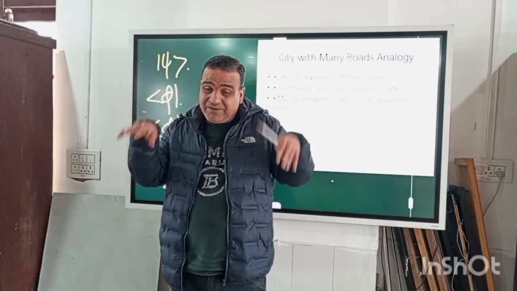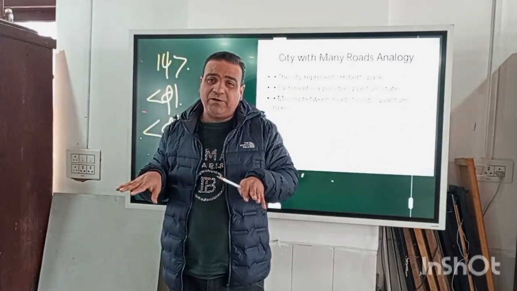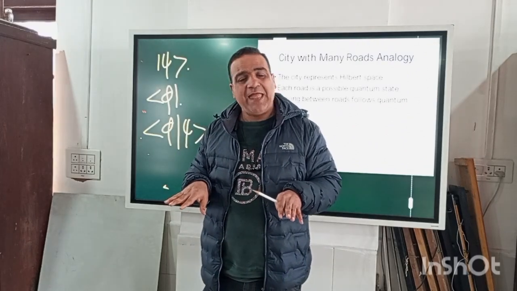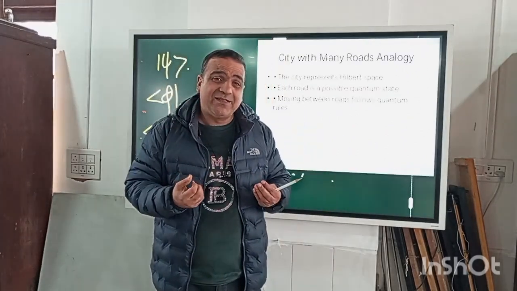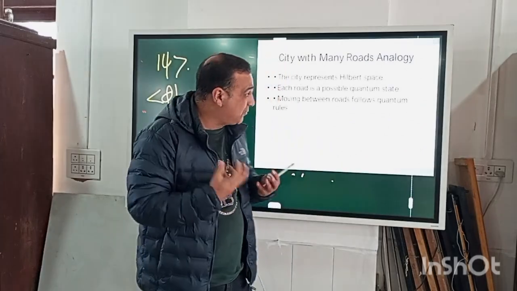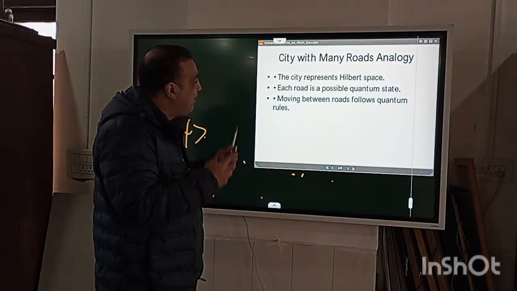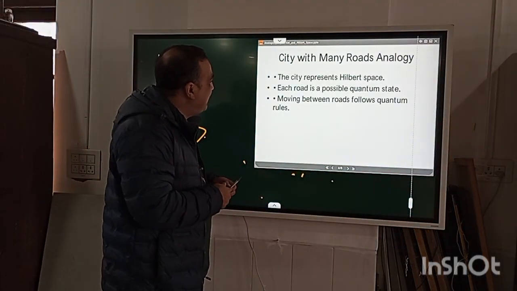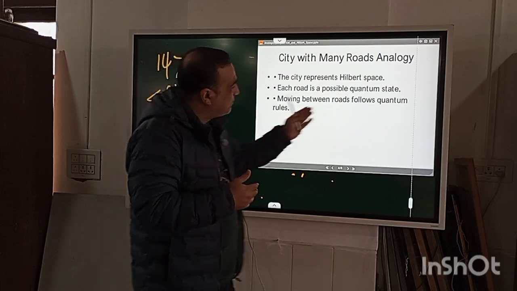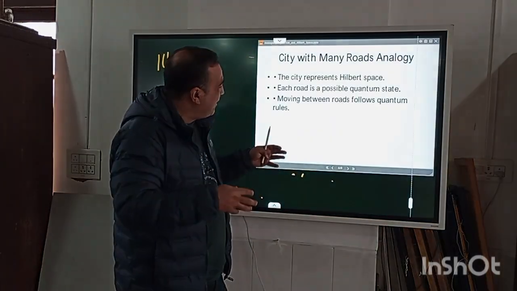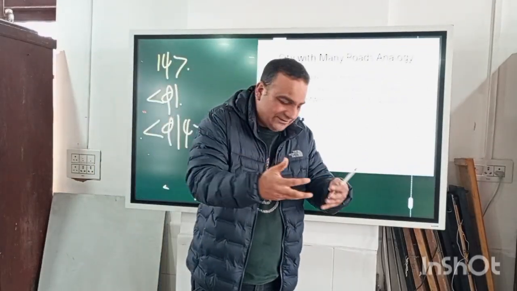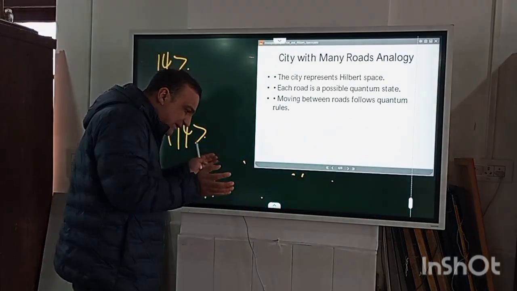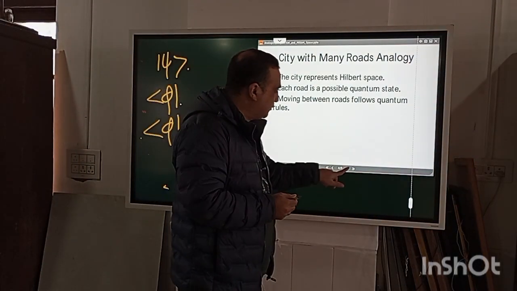So you have a mathematical framework, what we call the Hilbert space, and within that Hilbert space we have these kets and bras, the Dirac kets and bras. They exist inside there, and each road is a possible quantum state, and moving between the roads, they follow these quantum rules.